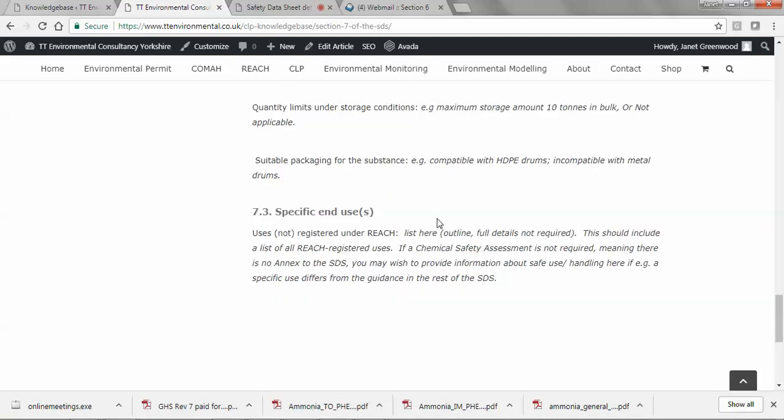For specific end uses, this is where you put an outline of all your REACH registered uses. And you may want to put safe use or handling here if a specific use differs from the guidance in the rest of the SDS.